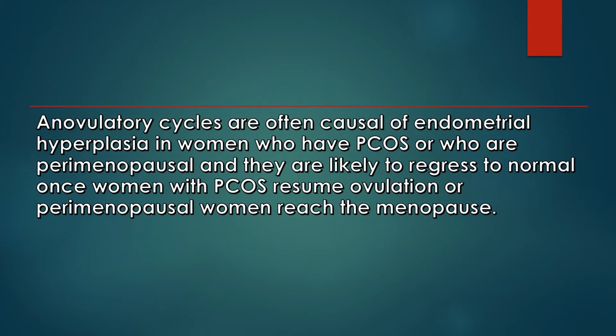Anovulatory cycles are often causal of endometrial hyperplasia in women who have PCOS, or polycystic ovary syndrome, or who are perimenopausal, and they are likely to regress to normal once women with PCOS resume ovulation or perimenopausal women reach the menopause.